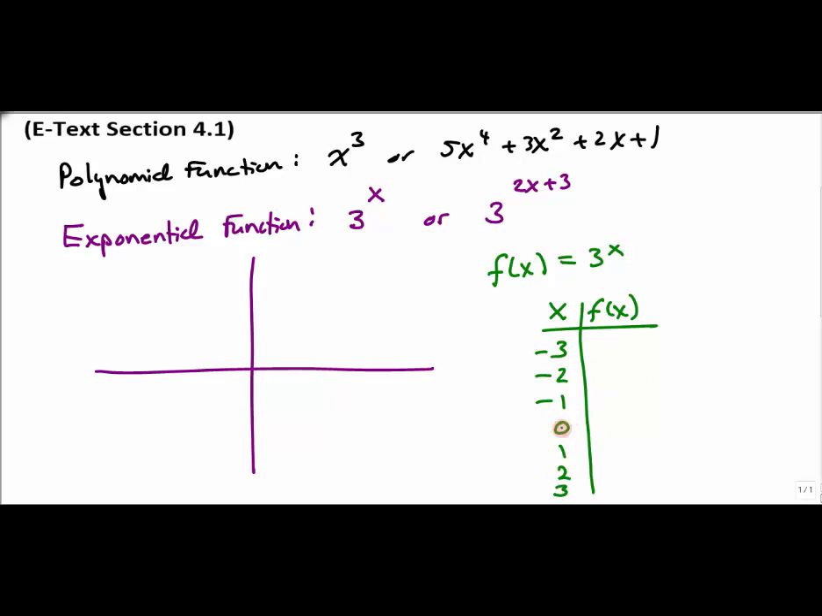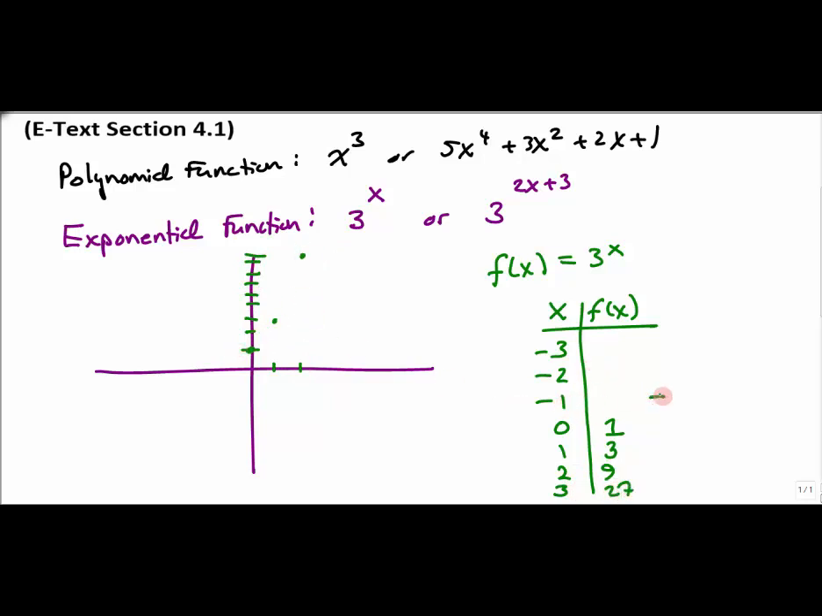Now the important hinge point is right here when x equals 0. If I plug 3 to the 0 in here, anything to the 0 power is 1. So here's my point 0, 1. And that's going to be an important point. Now if we plug in a 1, I get 3 to the first is 3. And you'll see almost right away that this is going to jump right off of this graph. If I plug in a 2, 3 squared is 9. And I can't even do 3 to the third. 3 to the third would be 27, but it kind of runs off the page here.